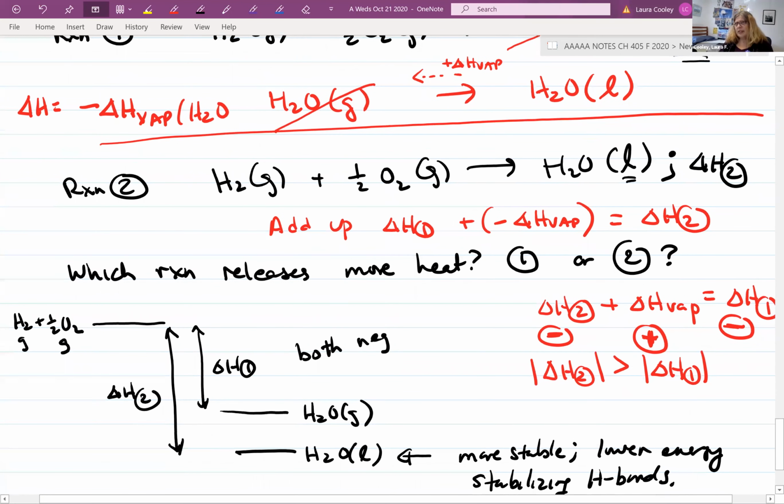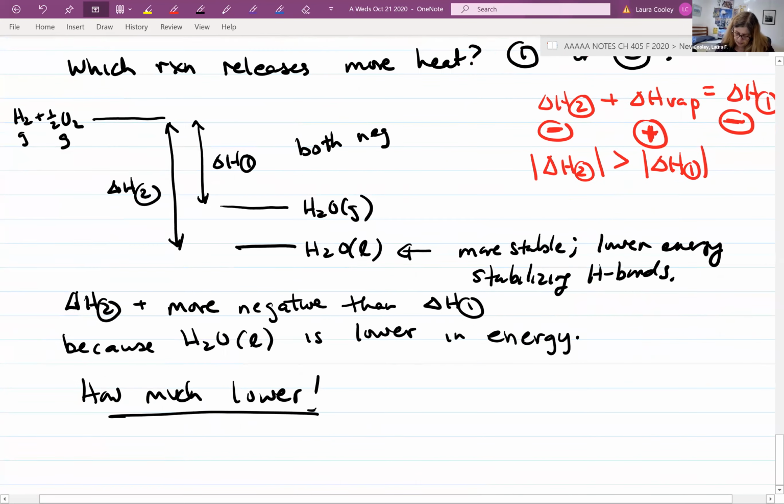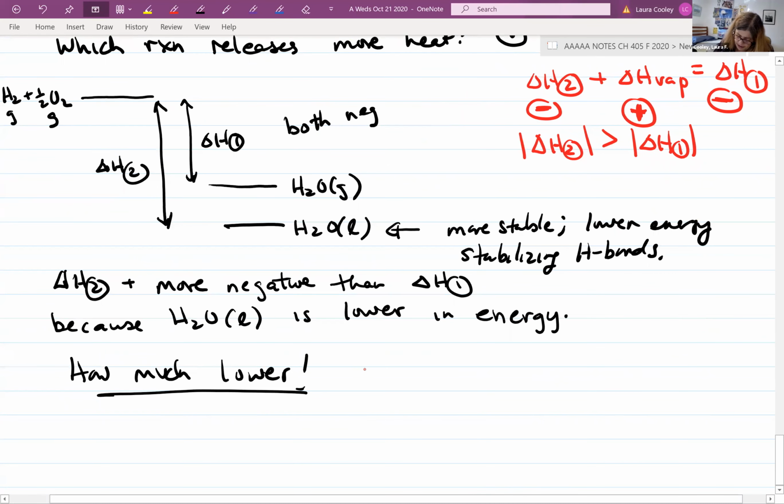Does everyone see that? Even though I didn't do it the most convenient way. So how much lower is basically the heat of vaporization.